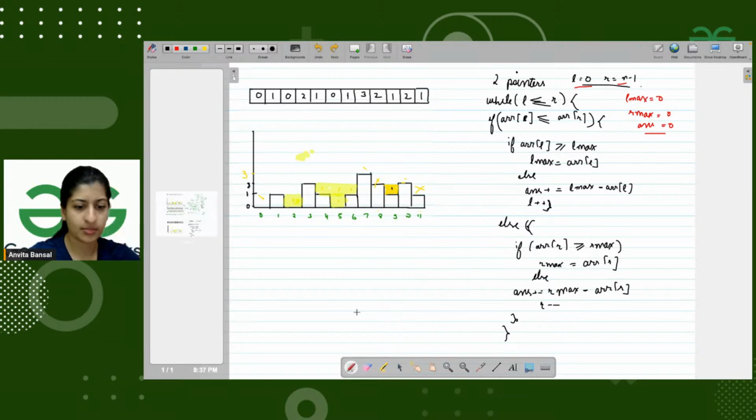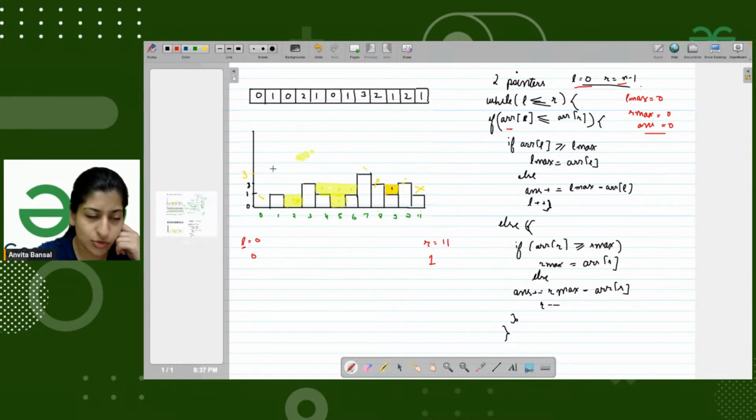So coming back to the problem, what I want to explain here is that initially you have left at 0, and right at index 11. Fine. You are checking what ARR of L is, which is 0, and what ARR of 11 is, which is 1. Okay, 0 is less than 1. If that is the case, then do some operations.